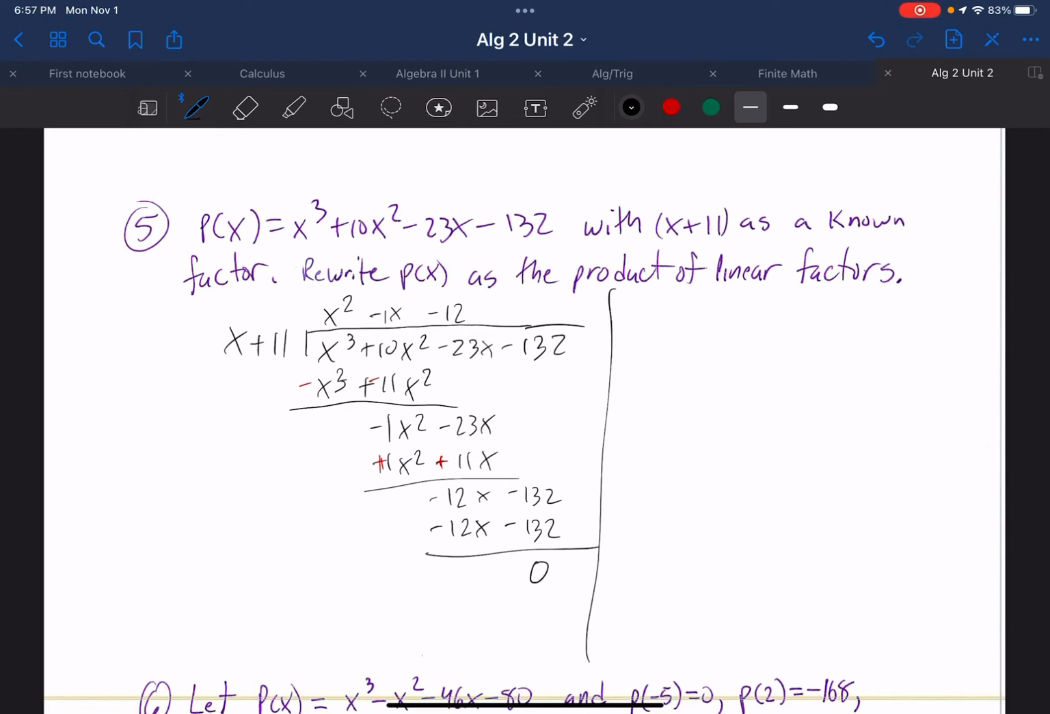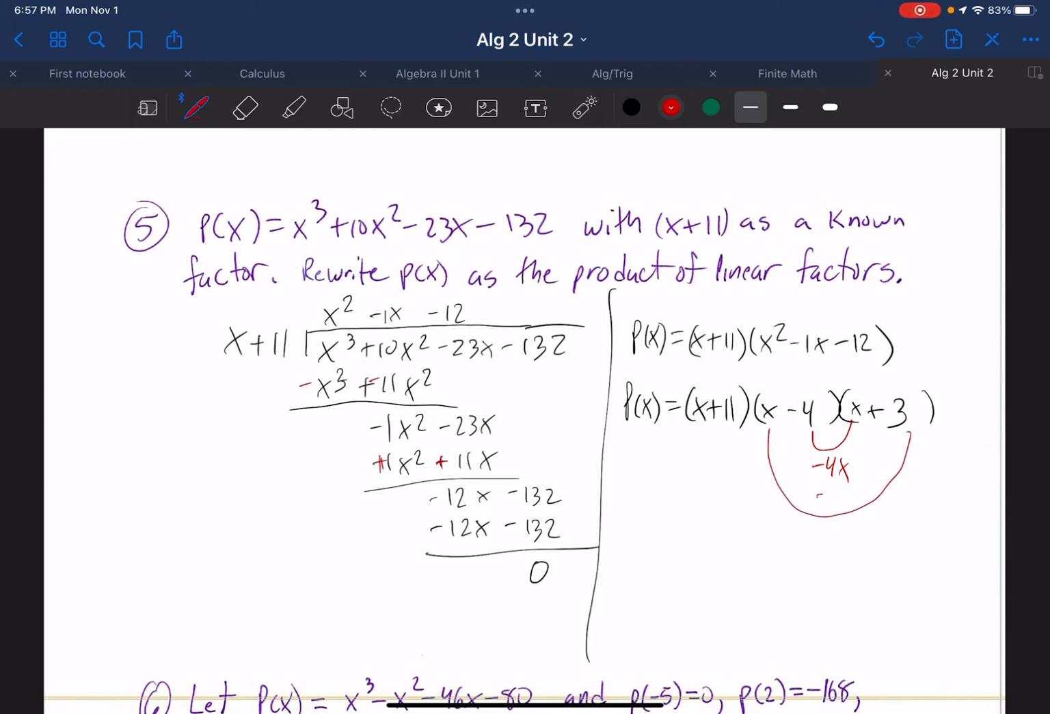So now I know that p of x is equal to x plus 11 times x squared minus 1x minus 12. So there it is, kind of factored. Now p of x is equal to x plus 11, and then I factor it one more time to get to the linear factors. And -4 and +3 is what will do it, because if we use the half donut trick, we get this, and this is -4x, and this is 3x, and that makes the -1x in the middle, and -4 times 3 is the -12. So the answer is right here, linear factors.